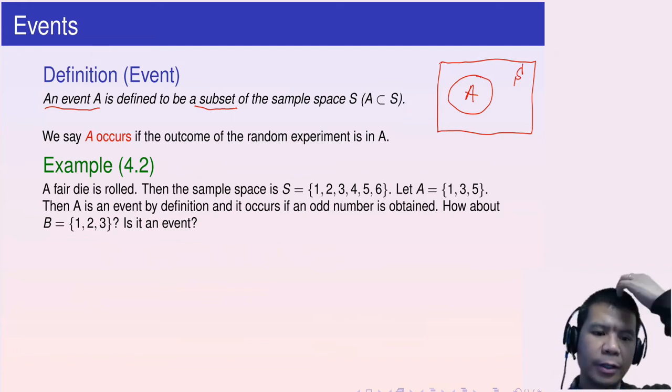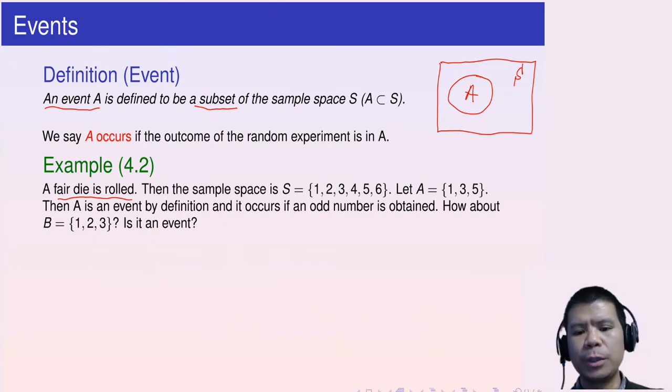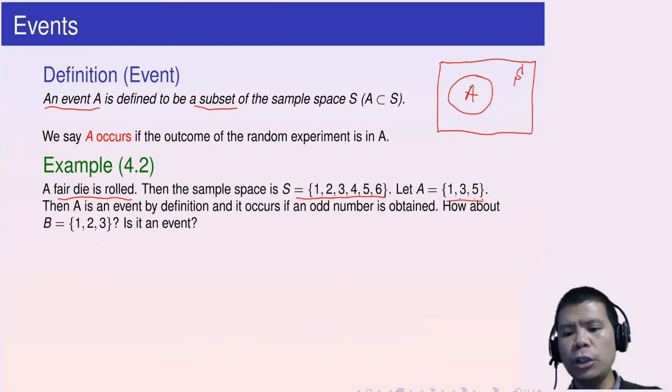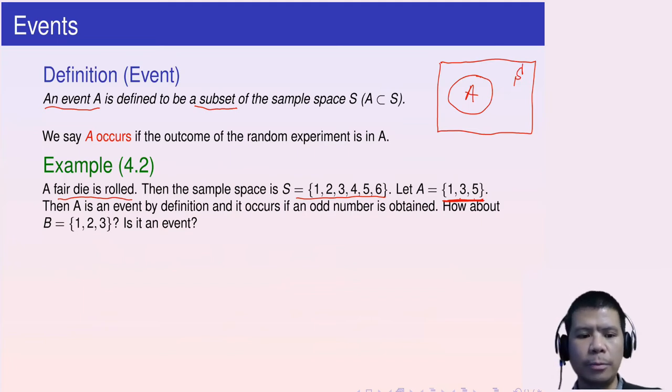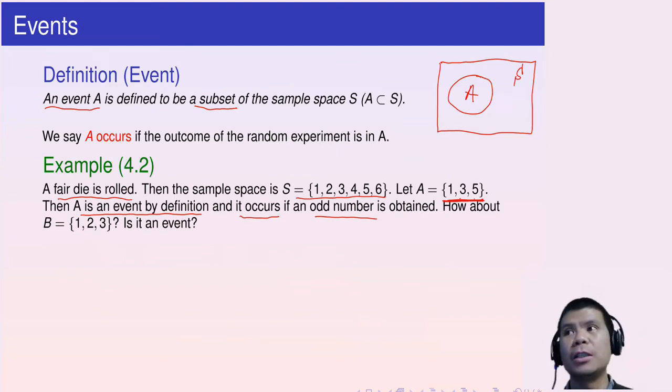Now let's consider this example. A die is rolled, and the sample space is 1 through 6, right? So we have A is 1 through 5. Now this is a subset of the sample space. So therefore A is an event by definition, and it occurs if we got an odd number. A is the event that an odd number is obtained.